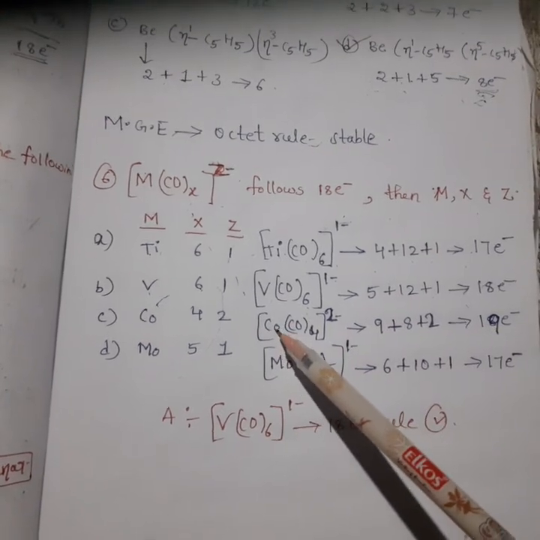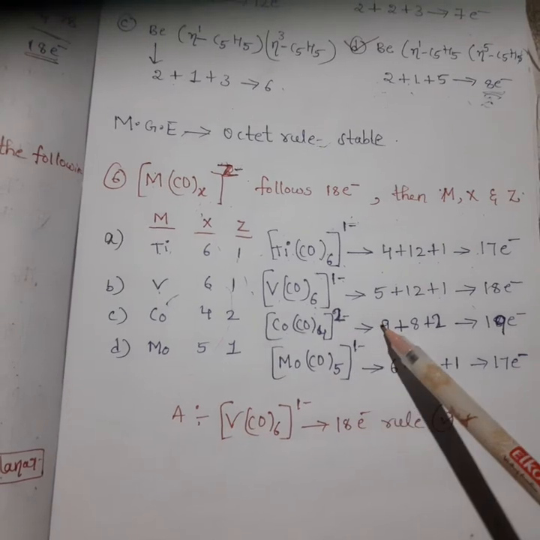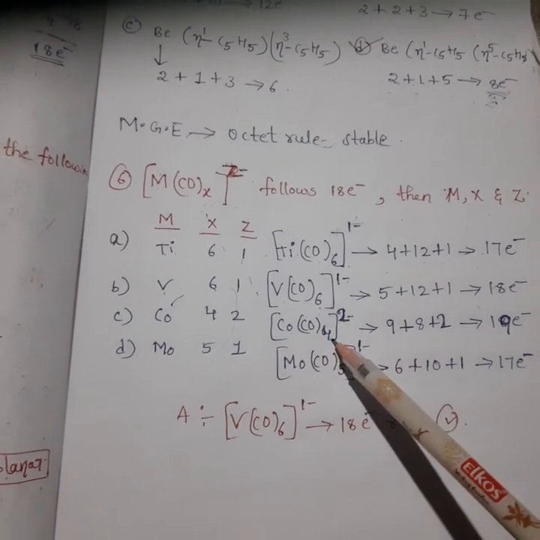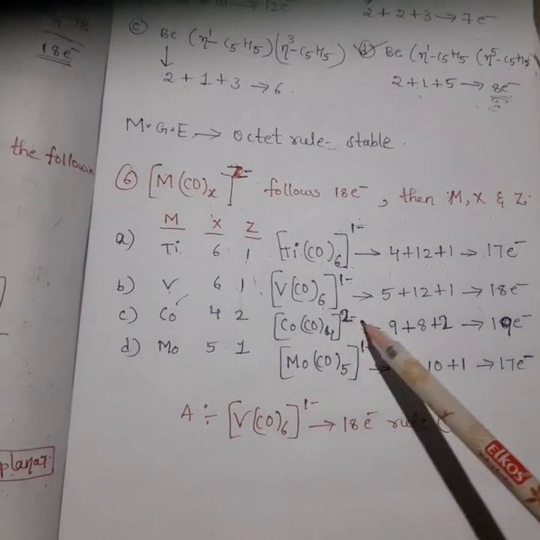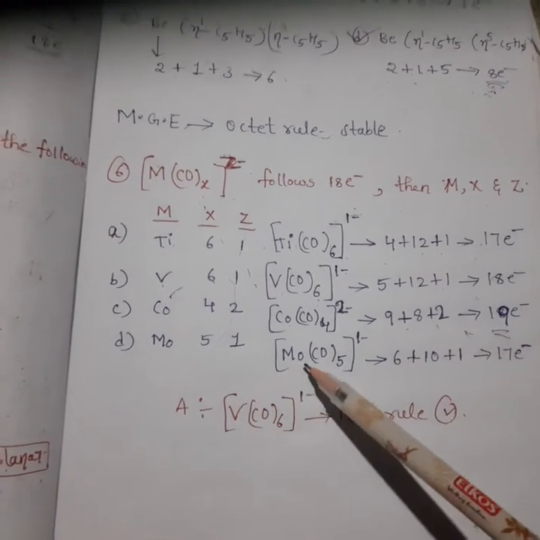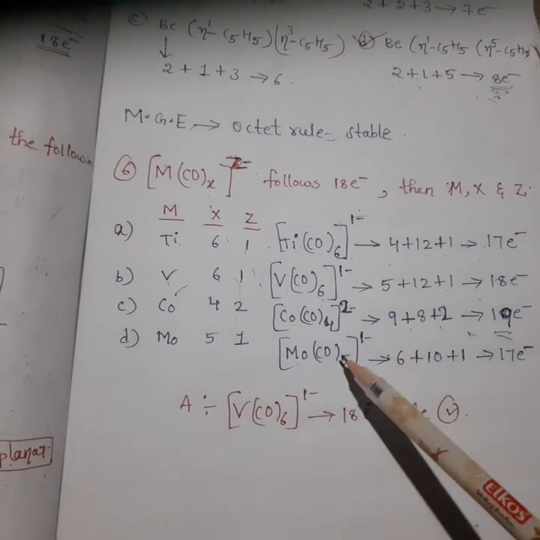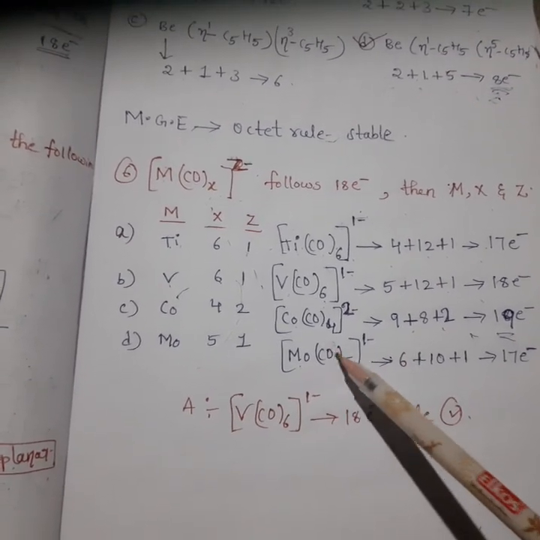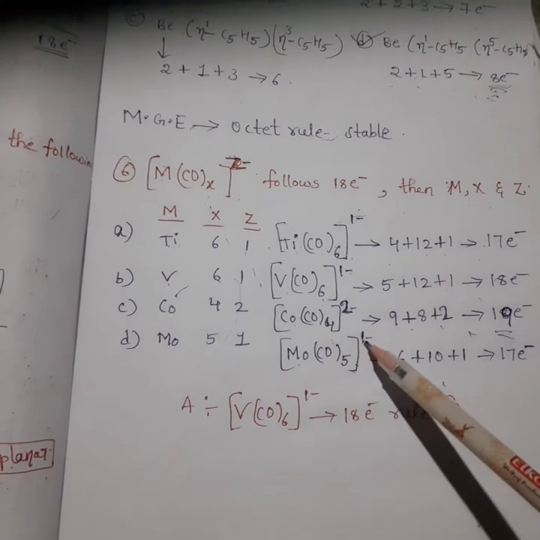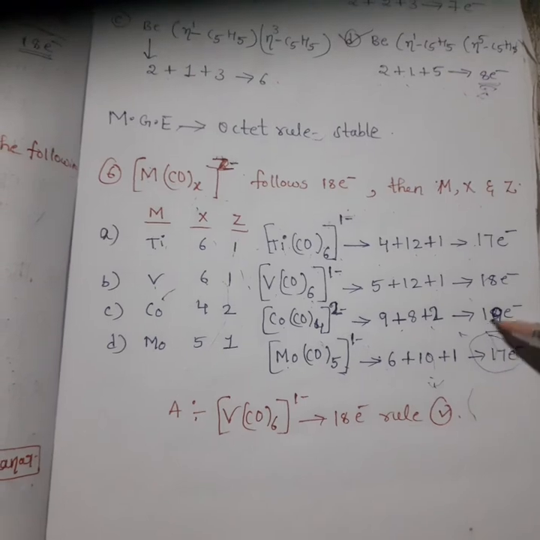Similarly, this is cobalt. The valency electrons present in cobalt is 9. The carbonyls are 4. So 4 twos are 8. Next, minus 2 means here we have to add 2. That is 19 electrons. Next, molybdenum. The valency electrons present in molybdenum are 6. Here the carbonyl group, so 5 twos are 10. Here they have given minus 1, so we have to add plus 1. So here we will get 17 electrons.